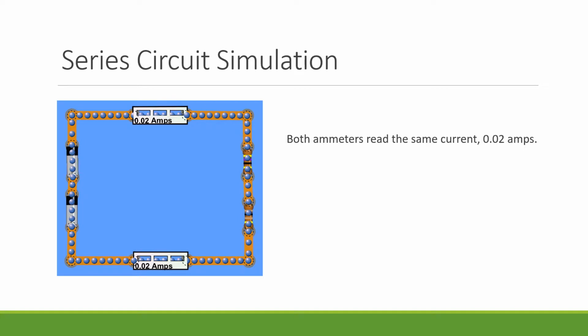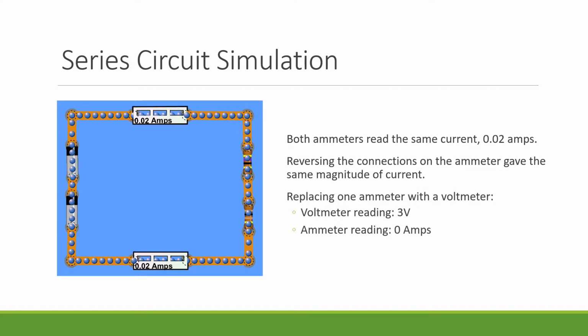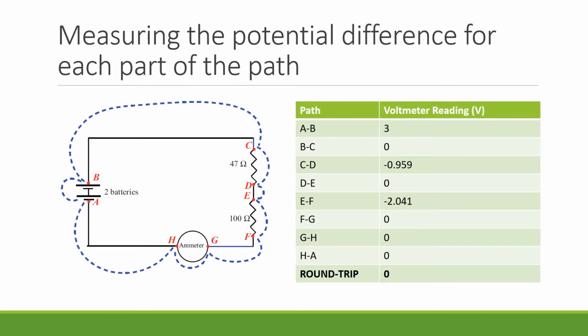I created the circuit in the Circuit Construction Kit virtual lab as shown in the picture and found that my prediction was correct. And then reversing the connections on the ammeter gave the same magnitude of current. Replacing one ammeter with a voltmeter gave a voltmeter reading of 3 volts because each battery provides 1.5 volts, and an ammeter reading of 0 amps because voltmeters have very high resistance, so when placed in series, the current is restricted at later nodes.